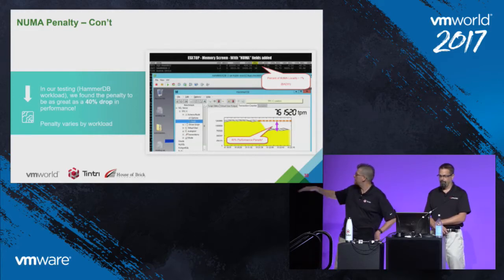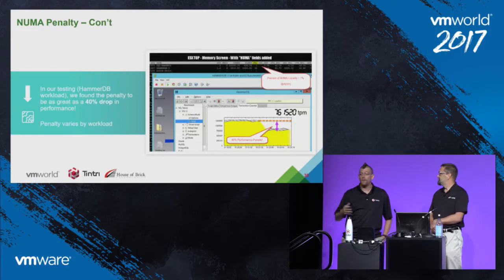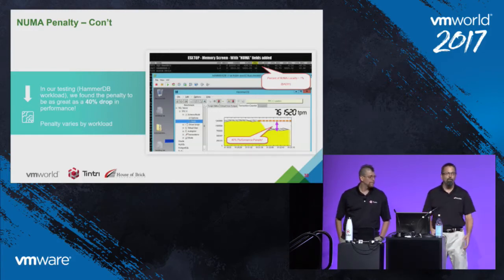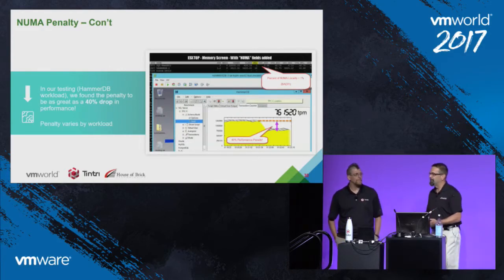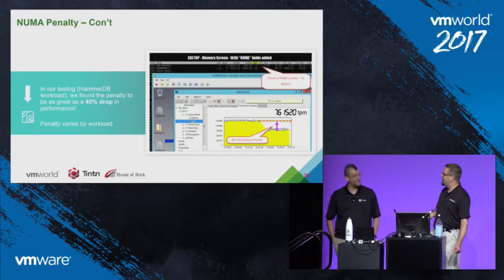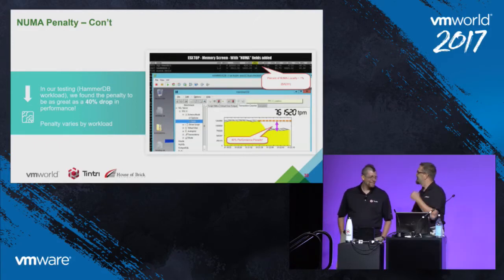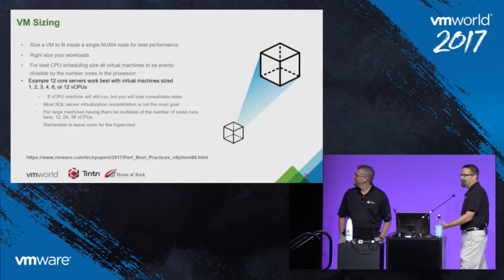But workloads are going to vary. HammerDB very specifically was 40%. Some are going to be worse than this, and some may not be as penalized. Again, this is probably the absolute worst case scenario, where we forced everything to go as wrong as you could make it go wrong. In real life, it should never happen. Exactly. Stop that.